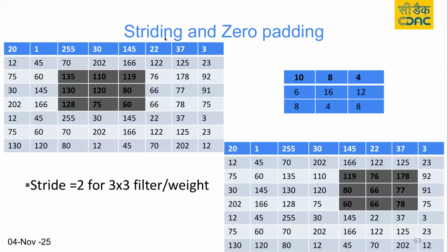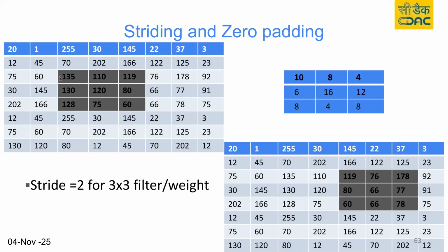There are two terms called striding and zero padding. Striding: here I have my input matrix. It's not 3 cross 3 always. Now I have an 8 cross 8 input matrix and a 3 cross 3 weight matrix. I can perform the convolution operation on the first 3 cross 3, then this 3 cross 3, then this 3 cross 3. Then they call the stride 1.